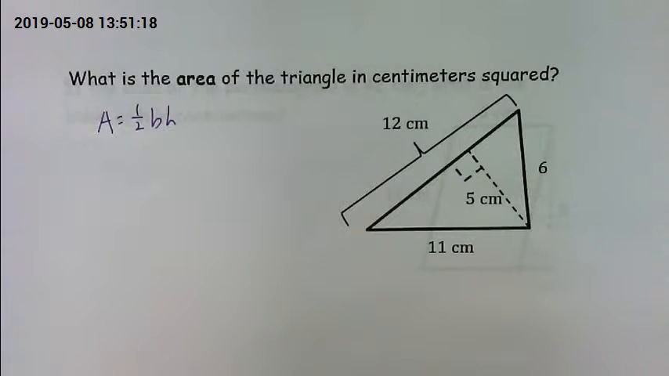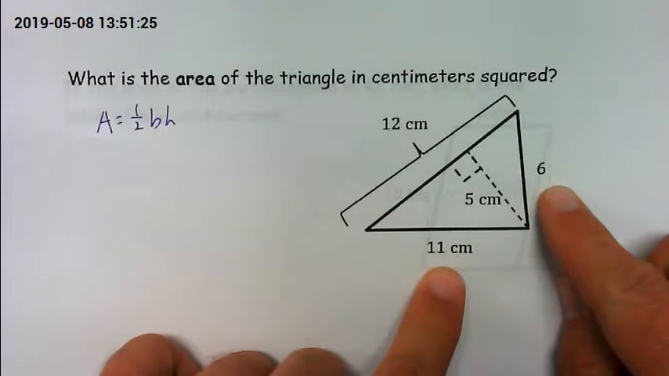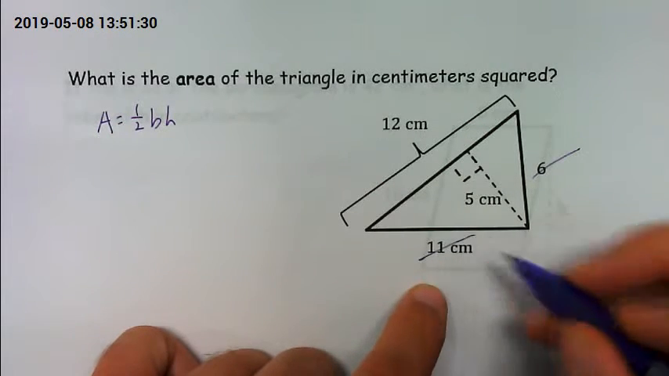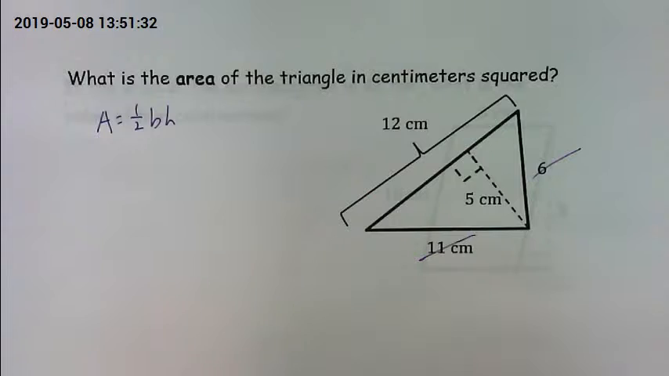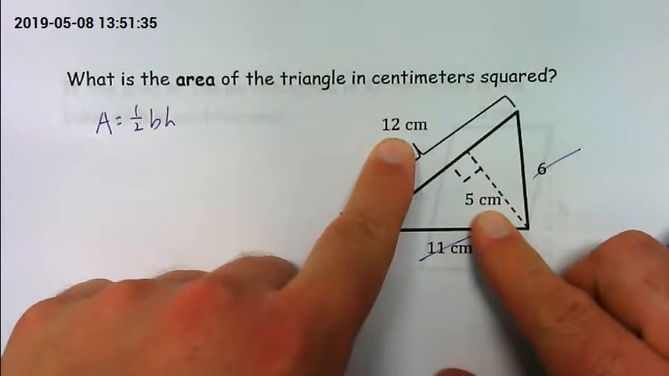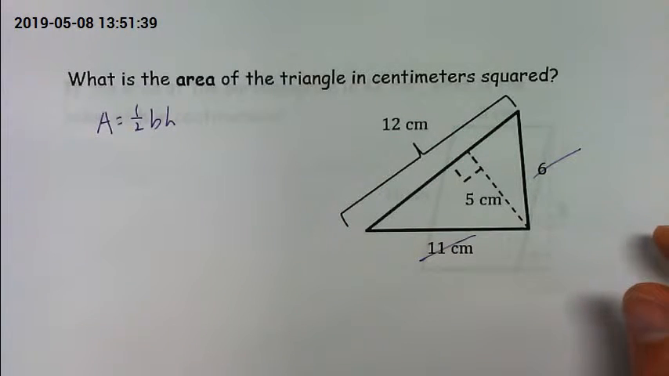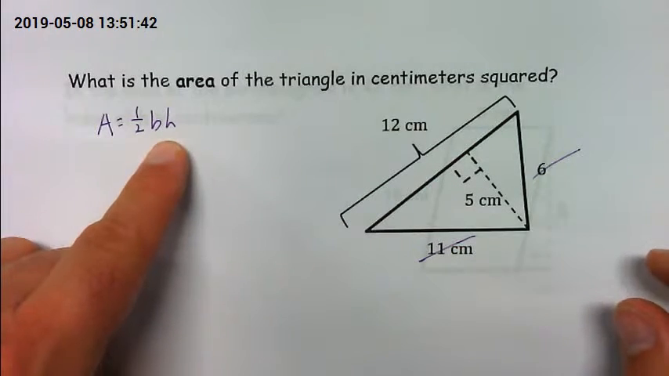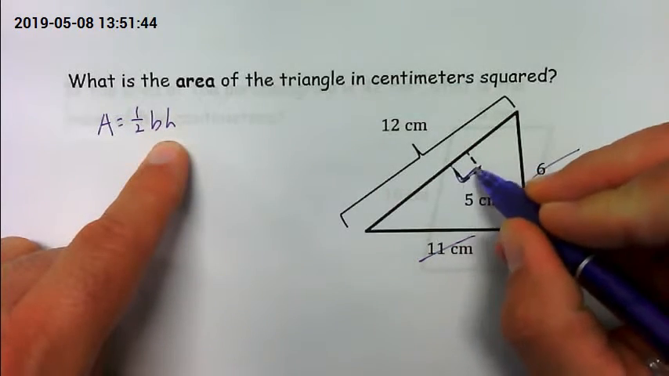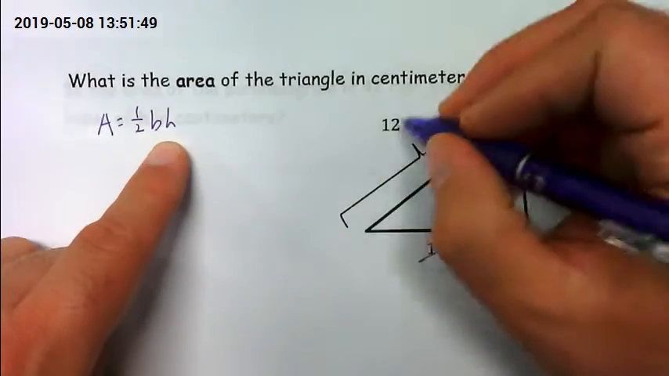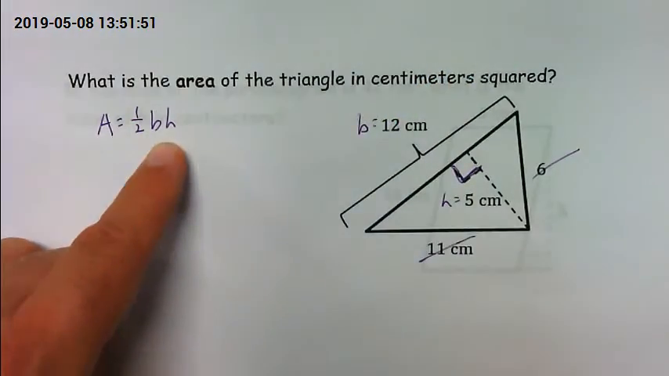Second thing you should do is identify what parts you have. Do we have base and height on this triangle? Yes. Now again, it's not these two. These are useless values. They don't mean anything to us. The two that we need are the 5 and the 12. Why are the 5 and 12 the base and height and not the 6 and 11? Perpendicular. Base and height are always perpendicular to each other. So the fact that we have this right angle there is very important. So the 5 could be our height, and the 12 could be our base.